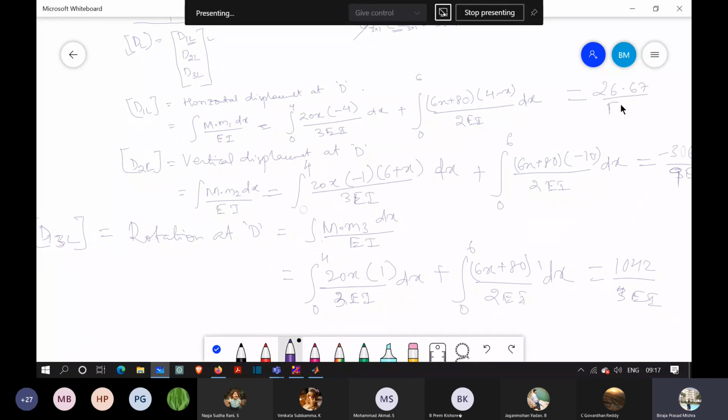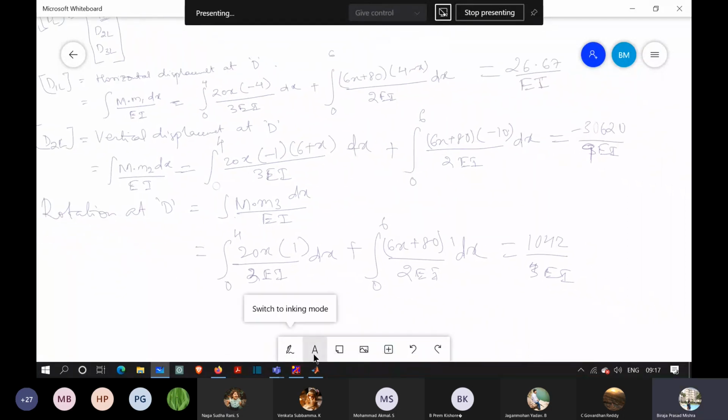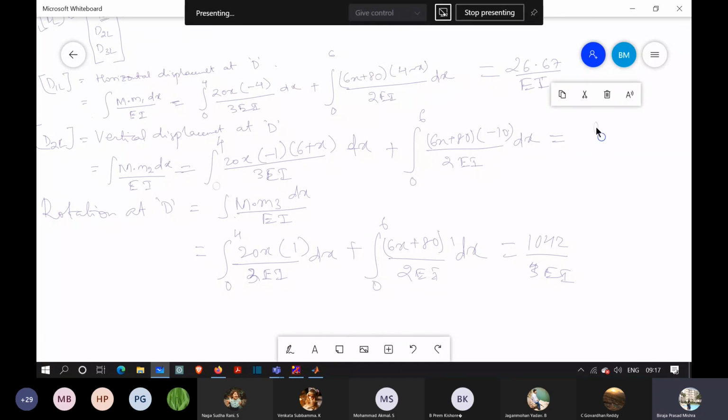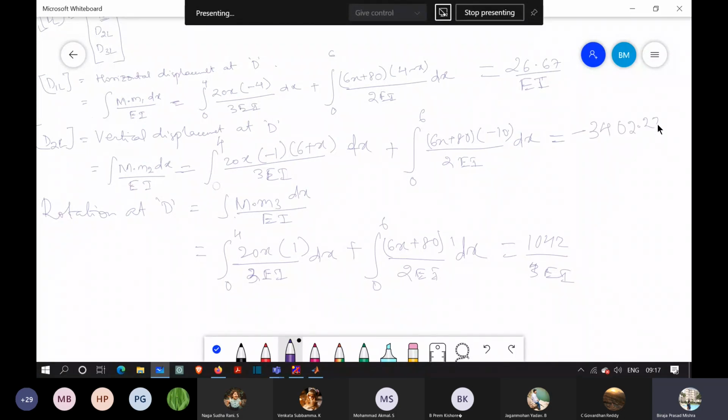26.67 divided by EI, and this value is different again. Govardhan Reddy told me the answers. Govardhan, you please be careful with your integration in the calculator. That is horrible. Okay, so 3402.22 by EI. Okay, this is the answer.